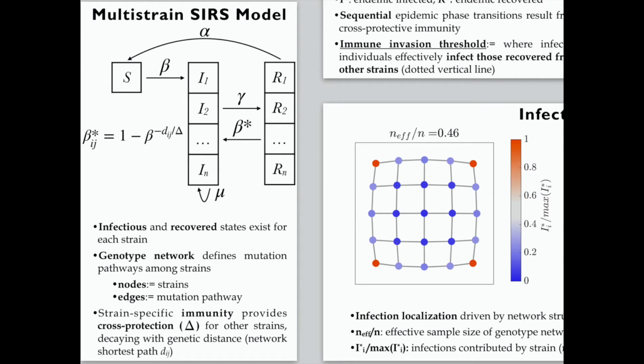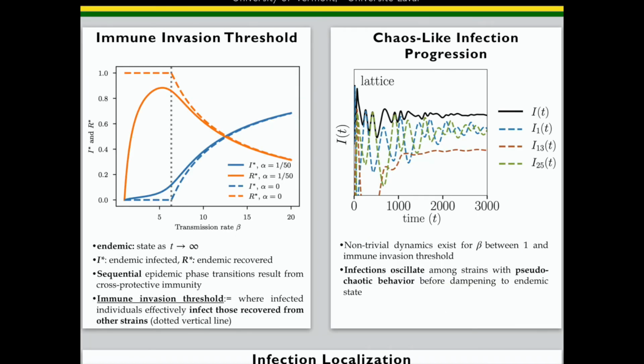Here we model cross-protective immunity through a modified transmission rate, beta star. Immunity decays with genetic distance between two strains according to a parameter delta that tunes the rate at which cross-protective immune effects drop off with genetic distance, which in this case is the shortest path between two strains in the network. A system of differential equations implemented this model over a well-mixed population.